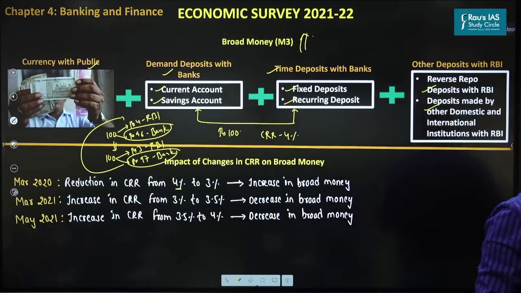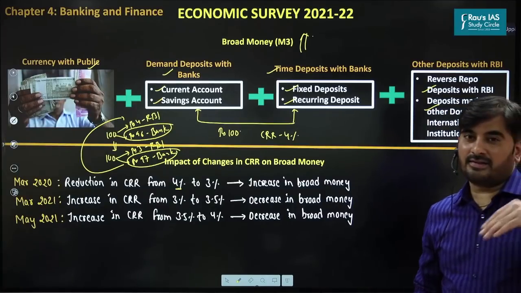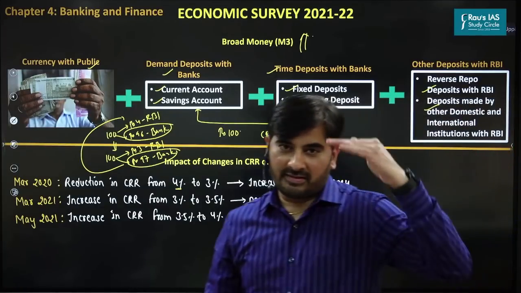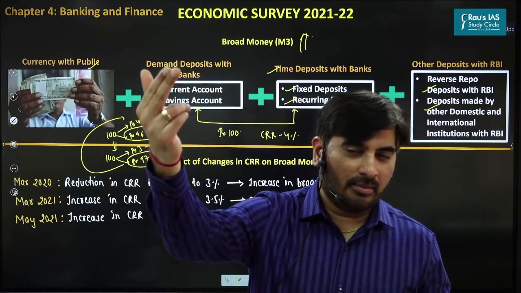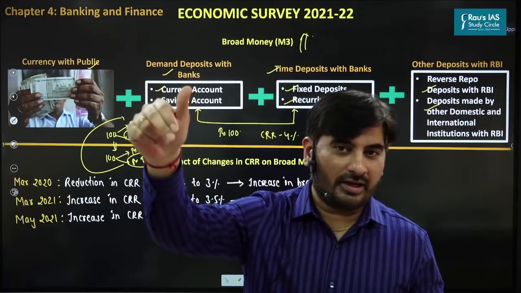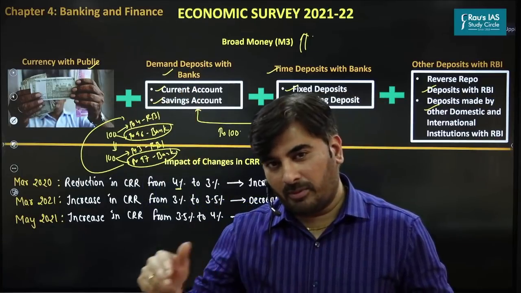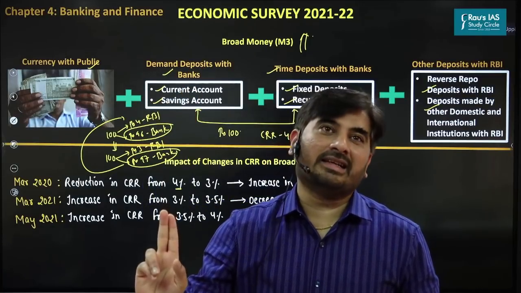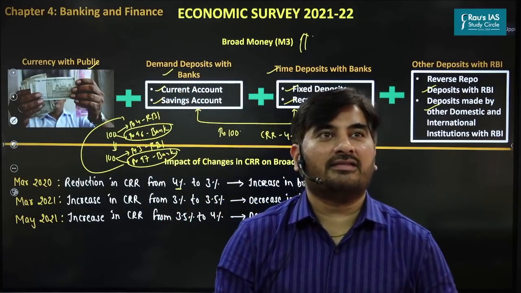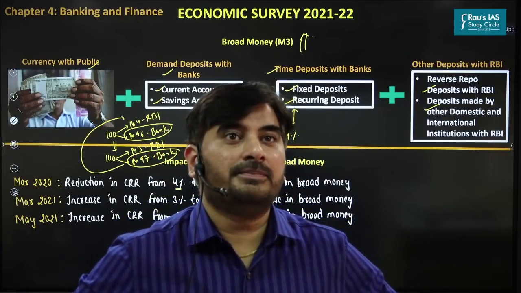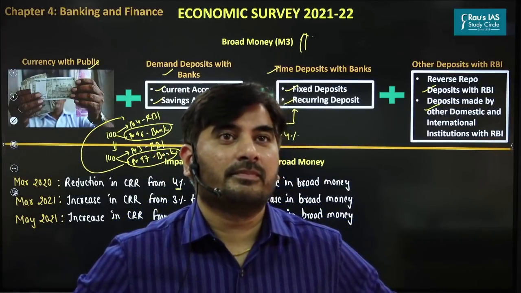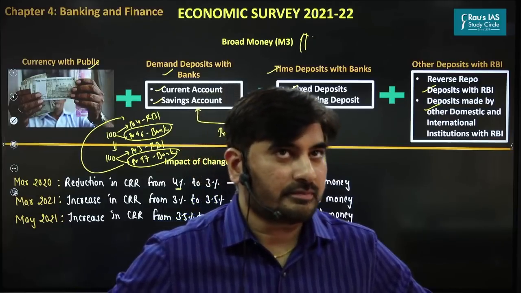So whenever the CRR rate is reduced, banks will keep less money with the RBI, because of which the reserve money will reduce. Banks will keep more money with them, so broad money will increase. So this is what you must understand. I hope we are clear now, all of you. Yes? Okay.